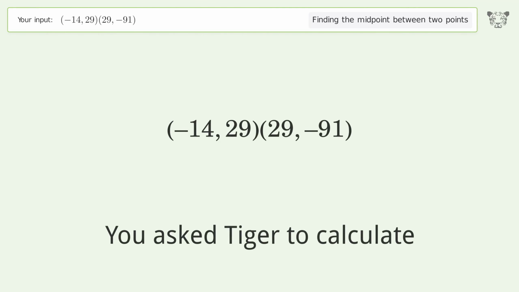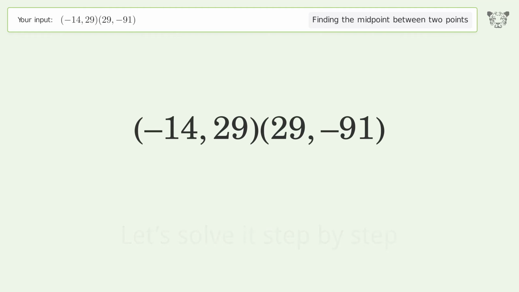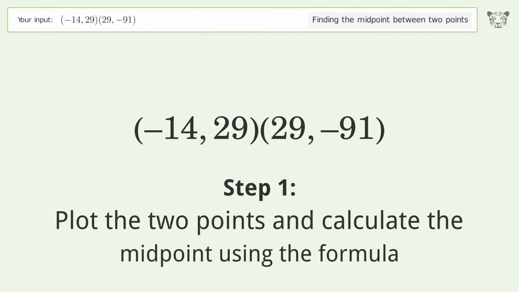You ask Tiger to calculate. This deals with finding the midpoint between 2 points. The midpoint between the 2 points is 7.5, -31. Let's solve it step by step. Plot the 2 points and calculate the midpoint using the formula.